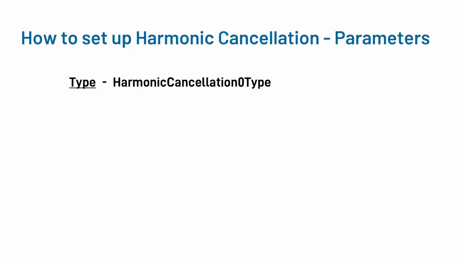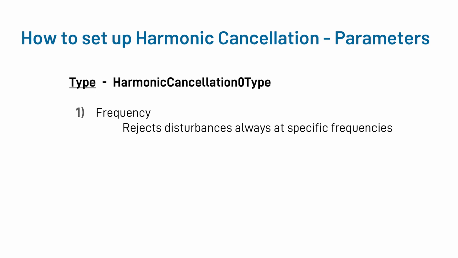Automation1 has 2 options for the type of harmonic cancellation that you choose to perform. These would be frequency or position-based. The first is frequency-based. We will use this to reject the disturbances that are always at a specific frequency. A good example of this is an axis that is commanded to move in a specific cyclical pattern, like a rotation or oscillation of a spindle.